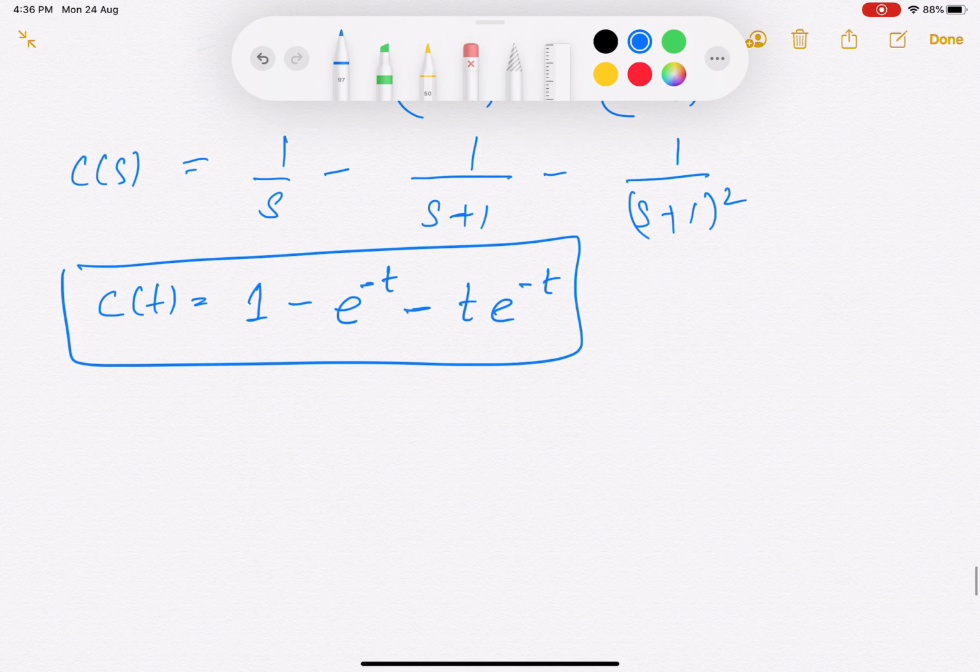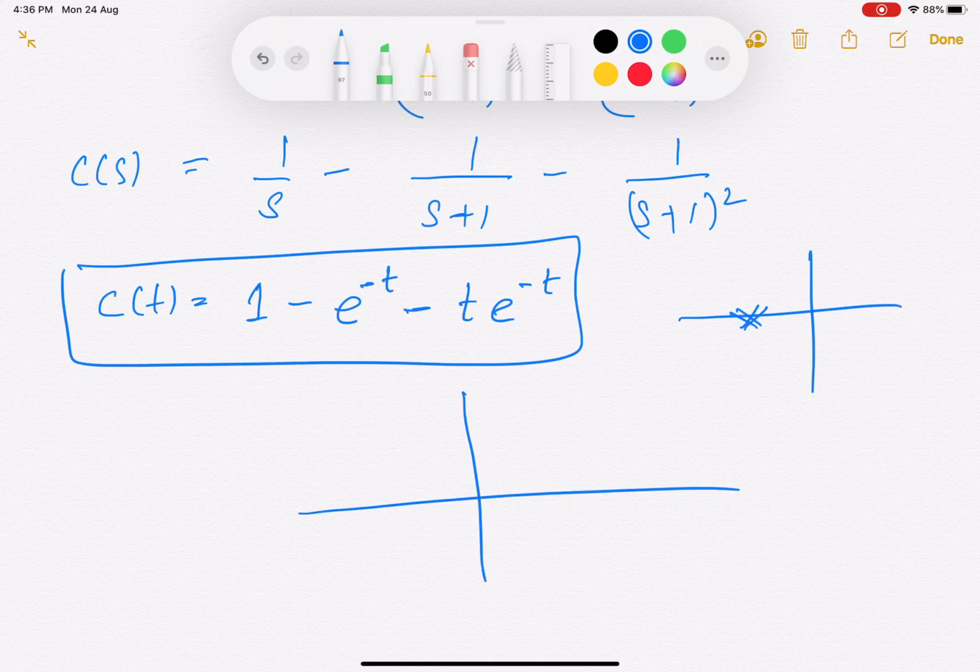And this kind of a response is for poles which are real and equal, and of course negative. And if you sketch this response, it's going to be critically damped. That means that the damping is just perfect in the sense that it is neither too fast nor too slow. So this is your response going to be.